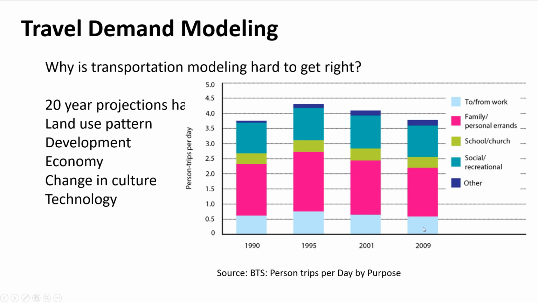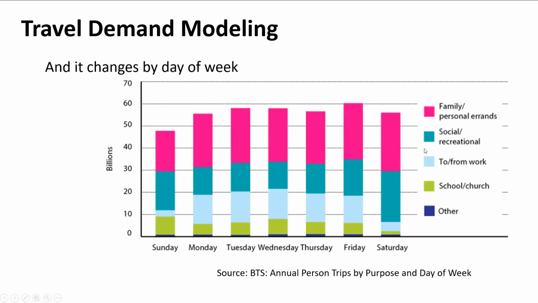And really going to and from work is not a very big portion of the total trips people take per day. It's mostly family and personal errands. Oh, I forgot that, I got to run over to the store, and off we go, right? So that's a big piece of it. And social and recreational, I'm going to go visit somebody, I want to go to the park and so forth. That's another big chunk out of that.